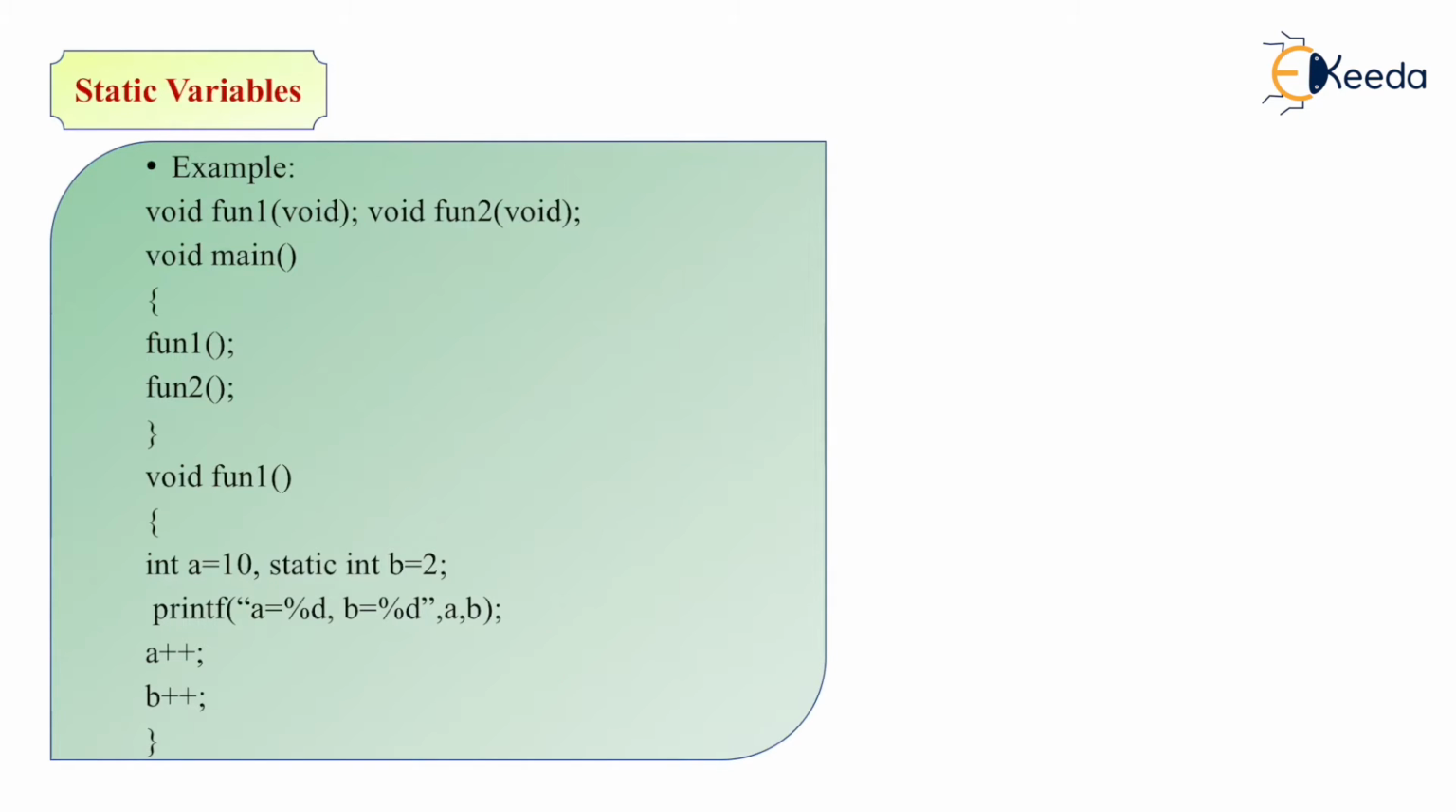we have created two functions. First is function 1 and second is function 2. Now in the main block of code, we are calling both function 1 and function 2. So when function 1 gets called, the control comes from here to here. So what does it contain? int a is equal to 10 and static int b is equal to 2. So the value of a will get displayed as well as the value of b, that is 10 and 2. Now we are incrementing the value of a and b.